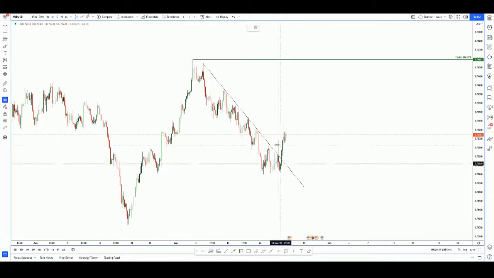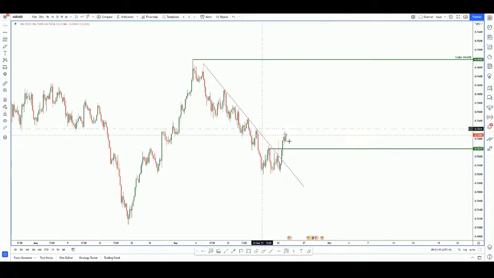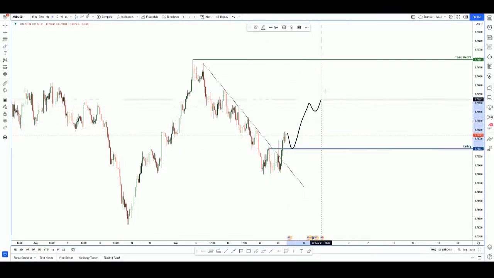So we can actually use an entry at the neckline of the triple bottom. This is a possible entry level, so you just have to wait for price to come back down to this entry level here. What we're waiting for price to do is to come back down to the entry level and then play a push up, and the swing traders can take profit at the long-term resistance level. Otherwise, this is what we have.